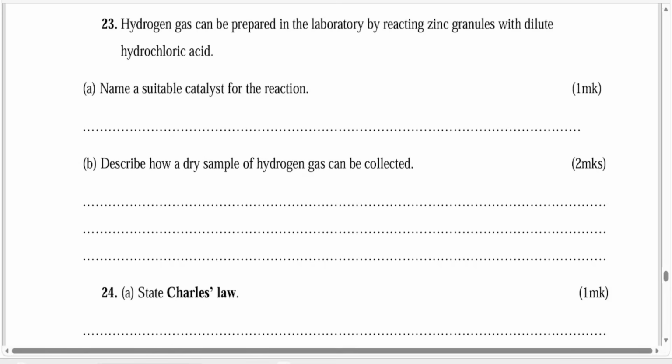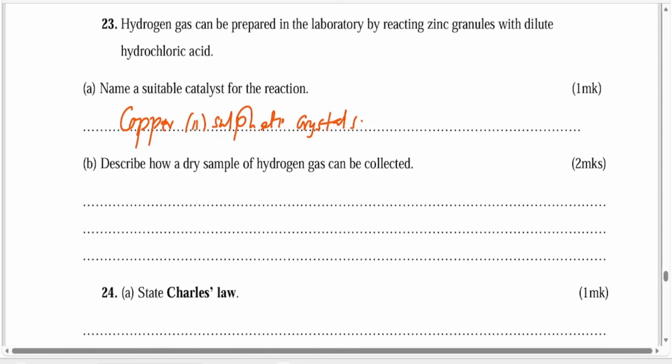So the suitable catalyst here is copper 2 sulfate crystals. These act as a catalyst and it helps in production of more hydrogen at a very short time during the preparation of that particular gas.